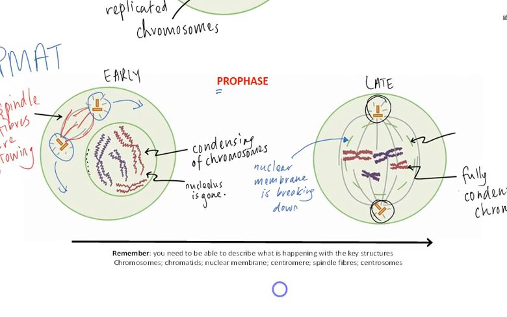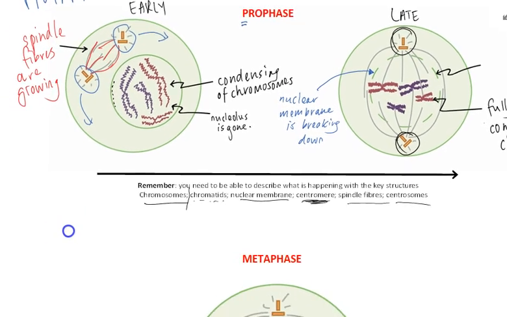All right, so I've written at the bottom that you need to be able to describe what is happening with the key structures, particularly the chromosomes, or you could say chromatids. Now, these words don't mean the same thing, but you sometimes can refer to chromosomes as two chromatids and so on. Nuclear membranes, if it's relevant, the centromeres, spindle fibers, and the centrosomes. Now, centromeres are only really relevant to describe during metaphase and anaphase. So we're going to go on to the next phase.